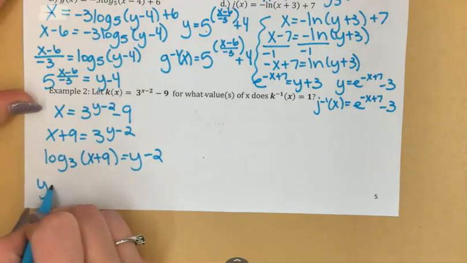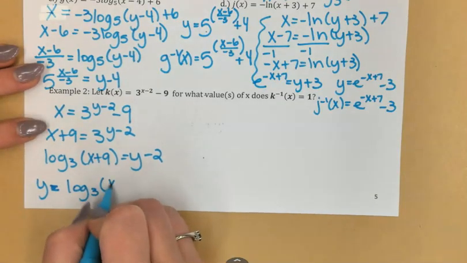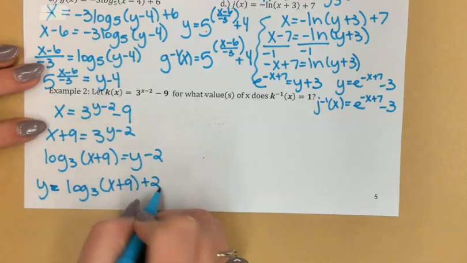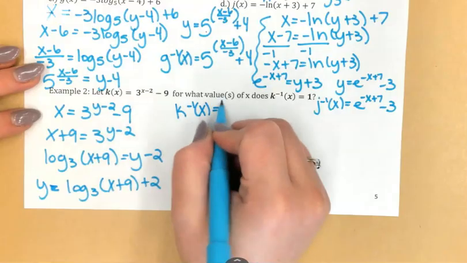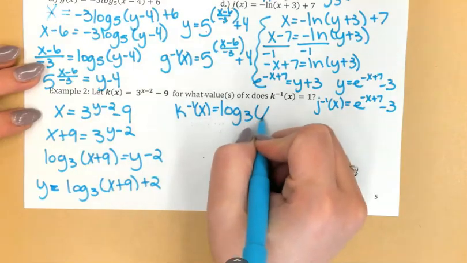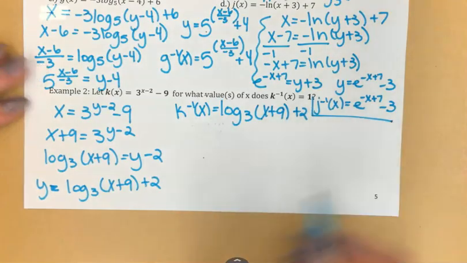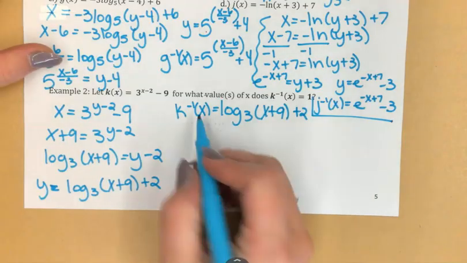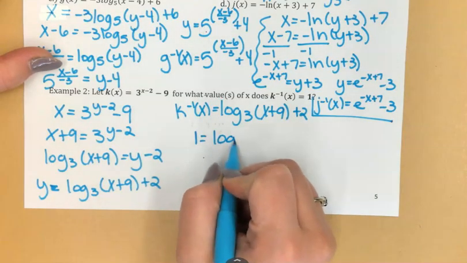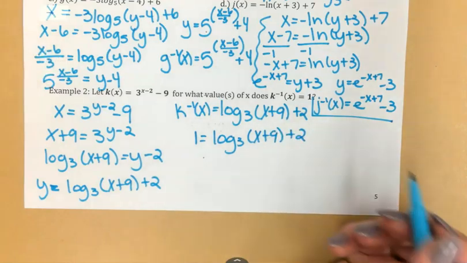Then add 2. And so my inverse, k to the negative 1 of x, is log base 3 of x plus 9 plus 2. Just partition that off so we know it's separated. So to find what x values make this 1, I'm going to set the equation equal to 1 and solve for x. And this is just a log equation, which we know how to solve.